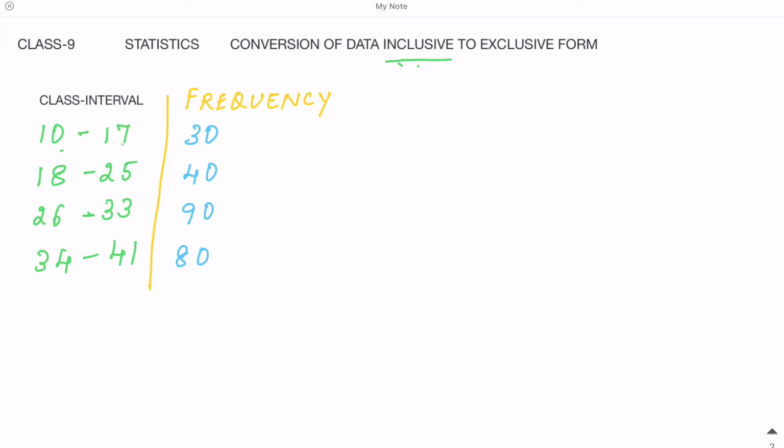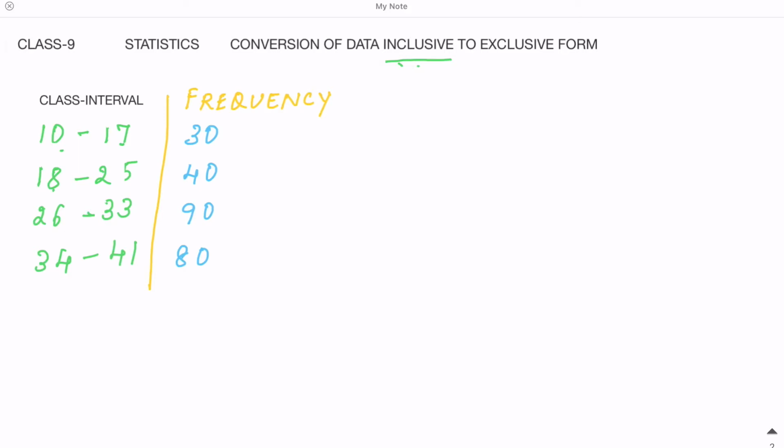Here, 10 to 17, and then the second class interval does not start with 17. It starts with 18. So 18 to 25. You see that there is a gap. It is discontinuous, and in inclusive form all the numbers or data are included. Like here, 10 to 17: 10 is also included and 17 is also included.